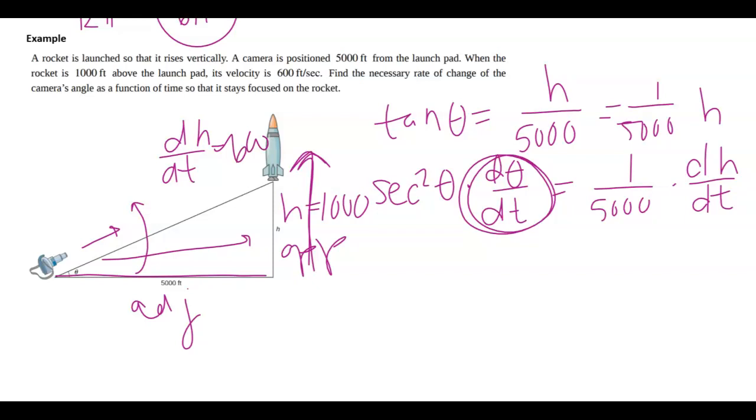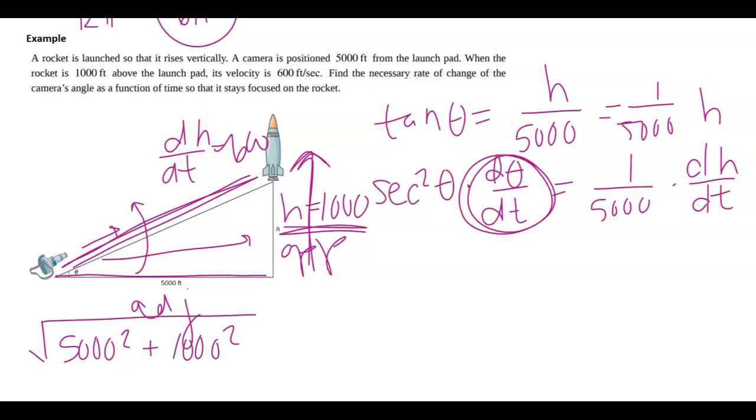Let's think about what secant of theta would be if I know h is 1,000. Well, secant is 1 over cosine, so I'm going to need to figure out the hypotenuse here. 5,000 squared plus 1,000 squared and square root. Okay, and that is 5099.